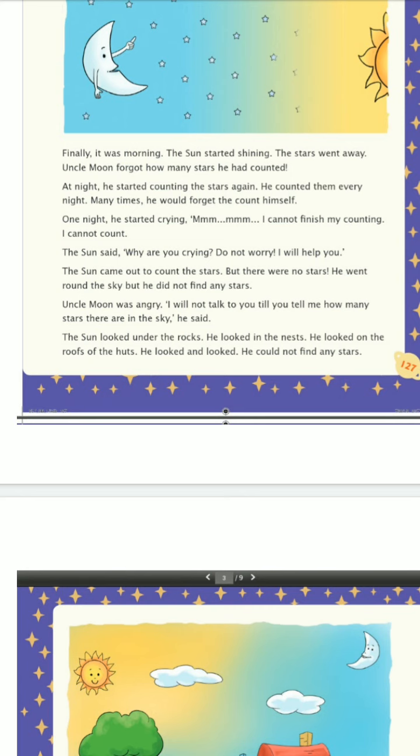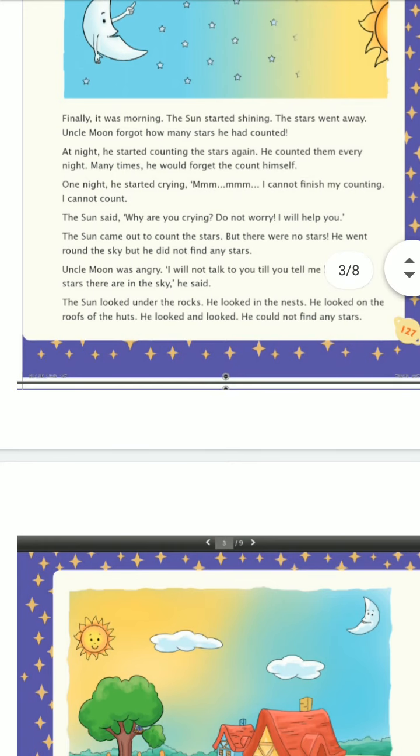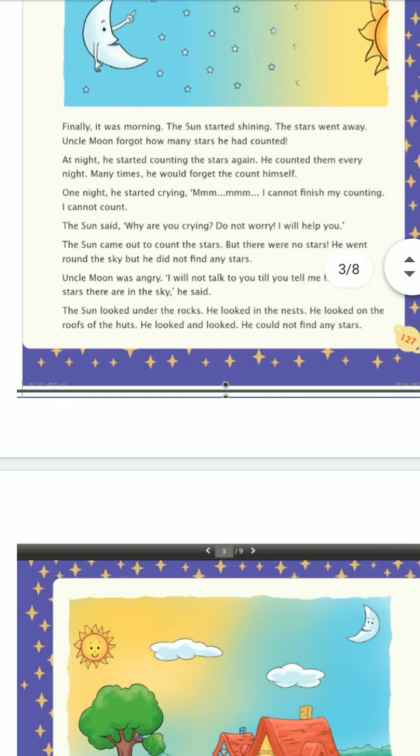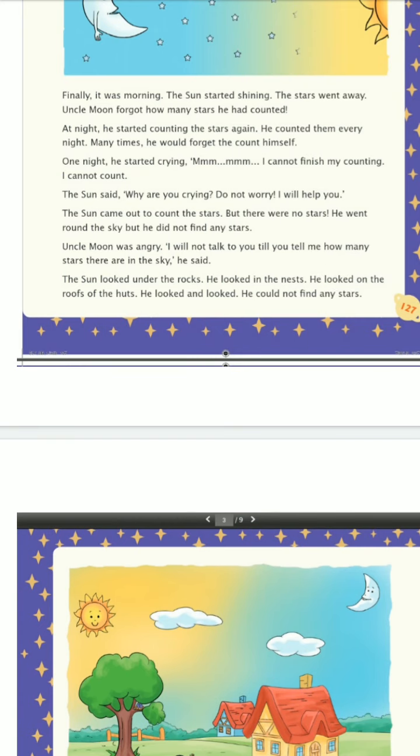Many times, he forgot the count himself. Means वो बहुत बार भूल जाता था कि how many stars are there in the sky. So, every night, he started counting again. One night he started crying. I cannot finish my counting. Why did he start crying? Because he said, every time I forget how many stars are there in the sky, I am not able to count the number of stars. I cannot finish my counting. So that is why he started crying.